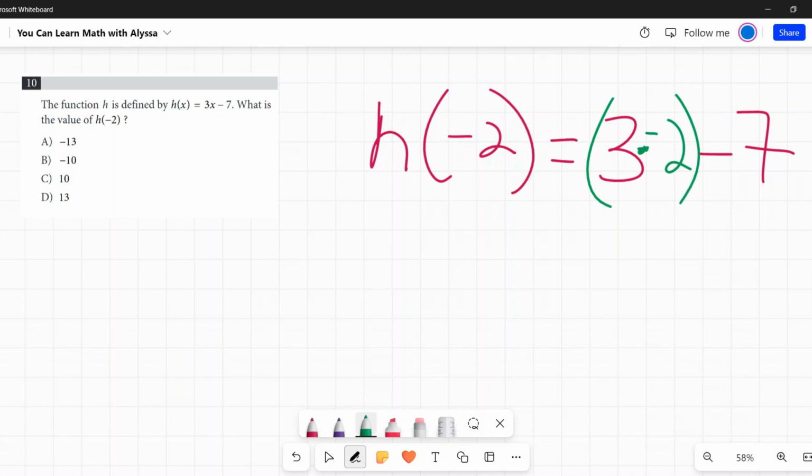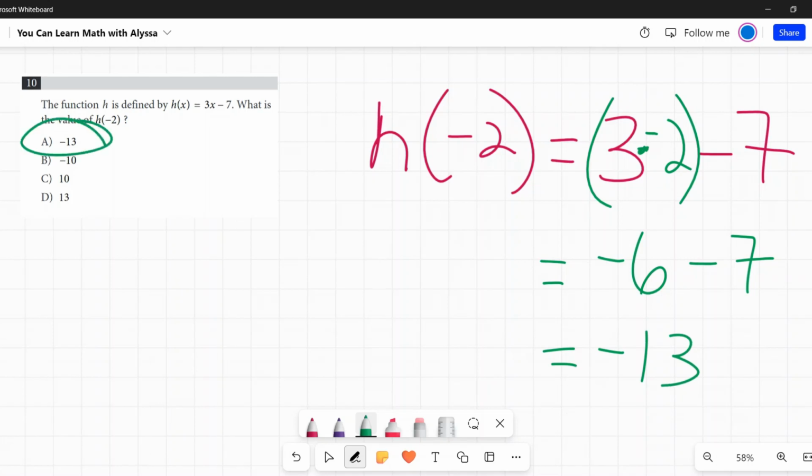So 3 times a -2 is -6. And -7, just minus 7 just comes on down. So -6 minus 7 is -13. A is my answer.